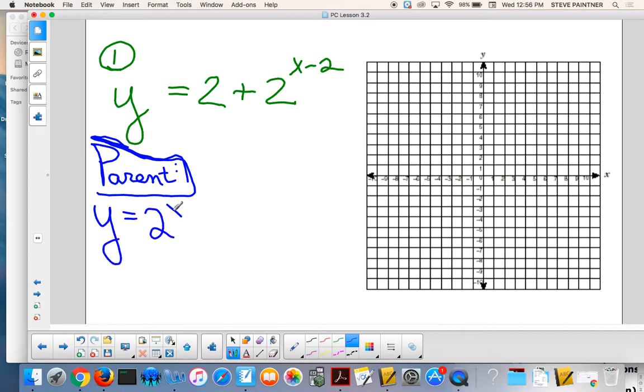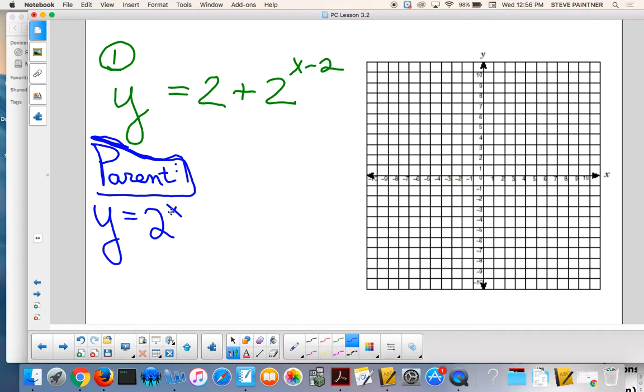I keep telling you guys, this is the hard part. Some students just don't even know what the parent is. It's either gonna be 2 to the x or log of x base 2. And this one's 2 to the x because it's exponential. First get that graph and then let's talk. The next question is going to be, is that exponential growth or decay?